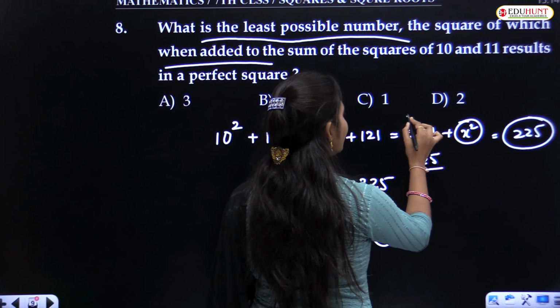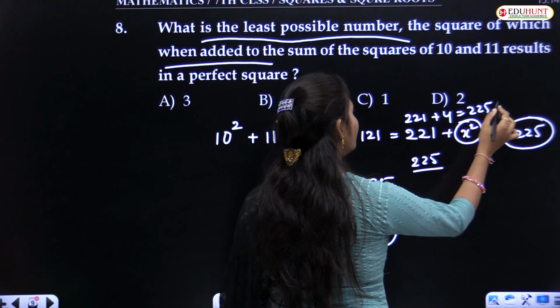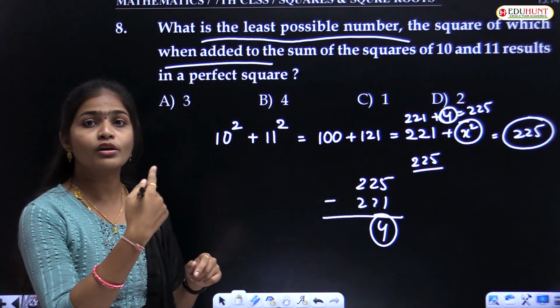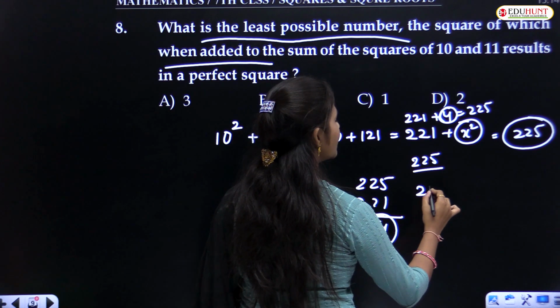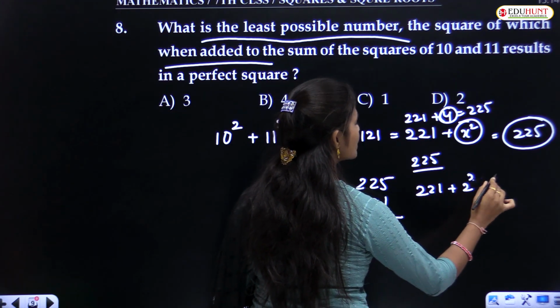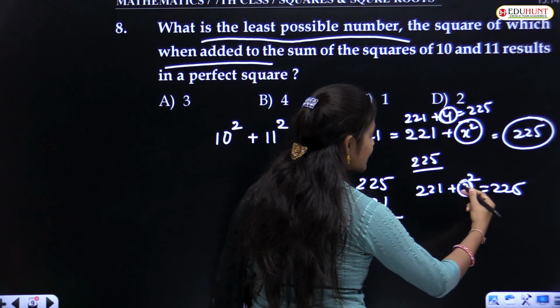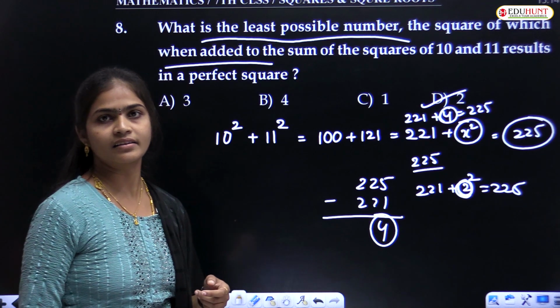Here what they are saying, 221 plus 4 is equal to 225, but they are saying this is the square of some number. Square of some number, what is that number they are asking? So we can write this as 221 plus x square, which is equal to 225. So we need to find that x value. So what is that x? 2. So option D is correct.